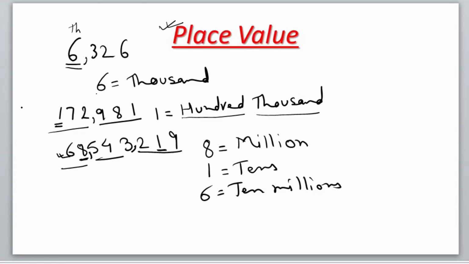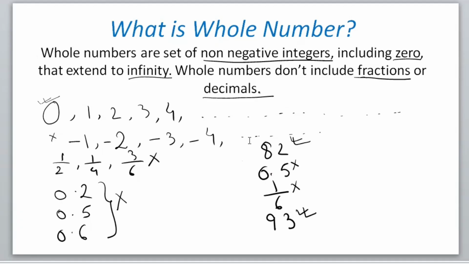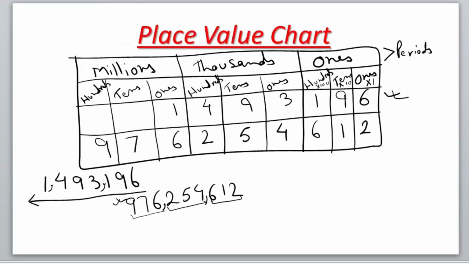So what we have covered today, first we have learned about the whole number. What are whole numbers? The whole numbers are the set of numbers which include 0 and extend till infinity, and it should all be positive numbers. It should not be in negative form, it should not be in fraction form, and it should not be in decimal form.